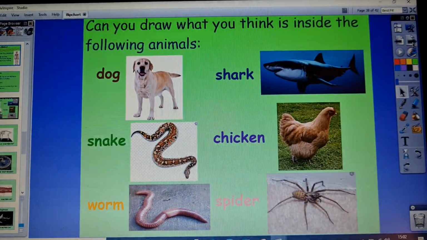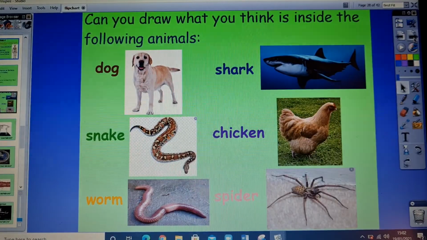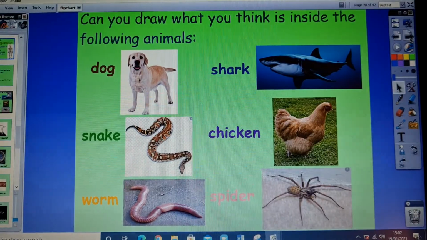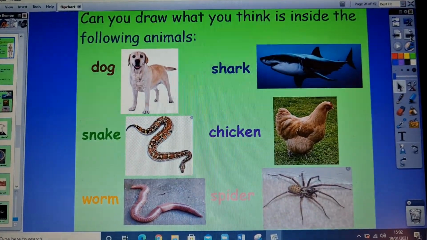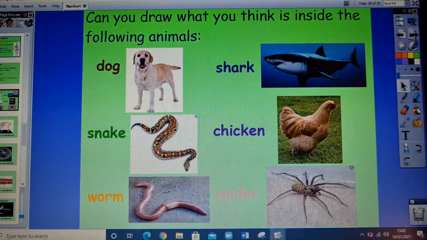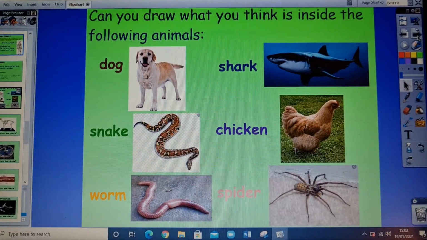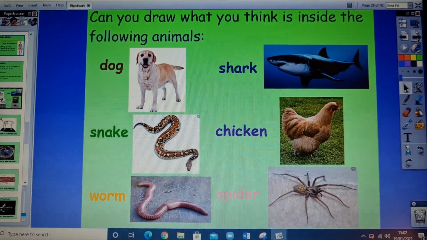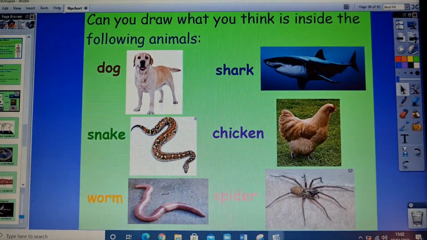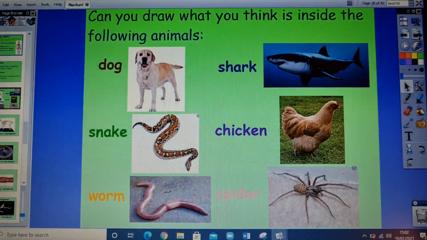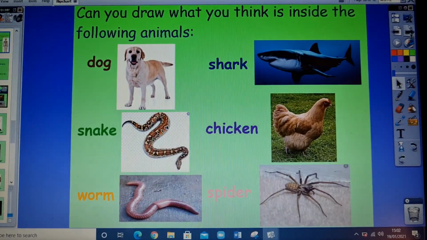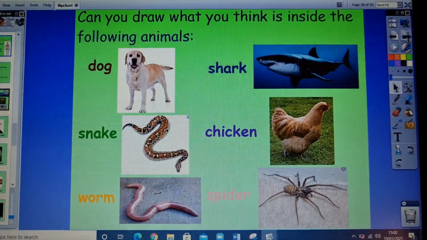So for your task today, what I'd like you to do is to draw and predict what you think is inside the following animals. So are they vertebrates or are they invertebrates? If they are vertebrates, what do you think their skeletons look like? And if they are invertebrates, what do you think is inside them, holding and supporting their bodies and their skin? If you want to pause the video now, then you can start your drawing. As I go on to the next slide, I'm going to show you what is inside each of the following animals.